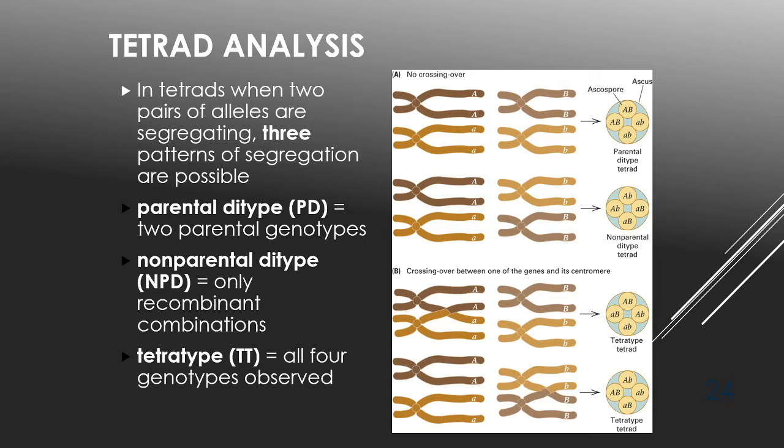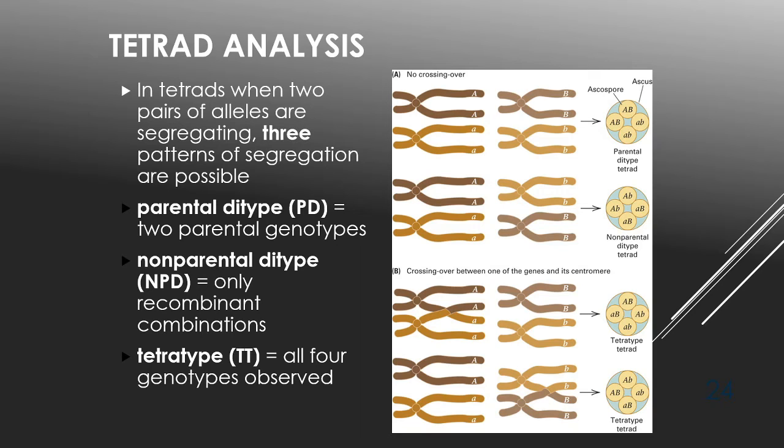Look at the example on the right. AB and small a, small b. If there is no crossing over, you will have a parental ditype tetrad, meaning that the spores will be just like the parents: big A big B, big A big B, small a small b, small a small b, right? What if they assort in a different way? Then you'll have big A small b, big A small b, small a big B, small a big B. So these are the non-parental ditype tetrad.